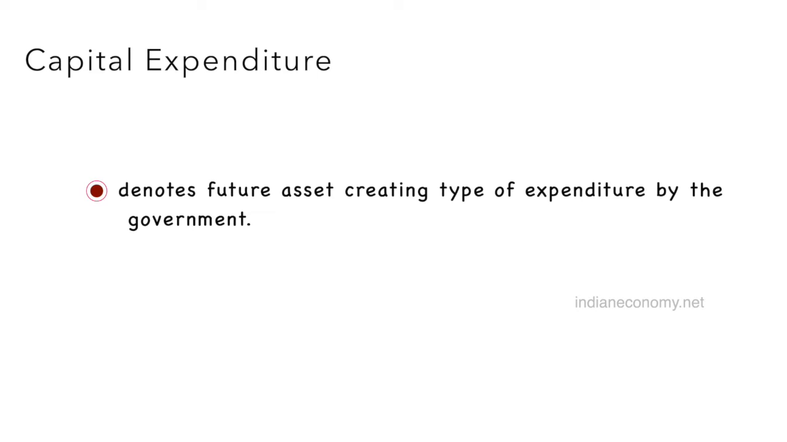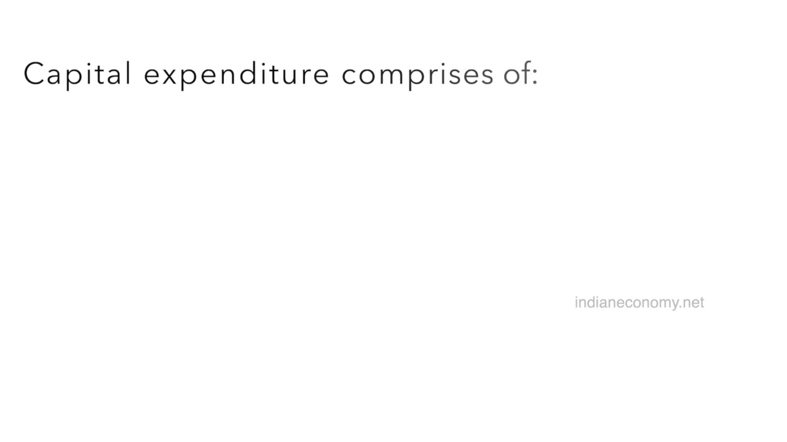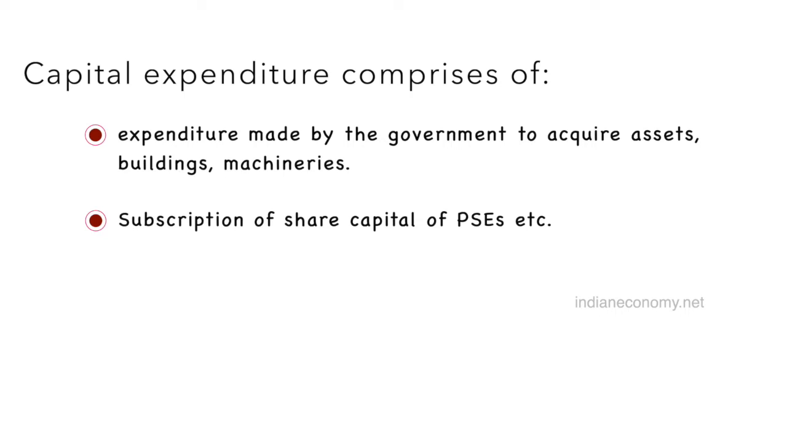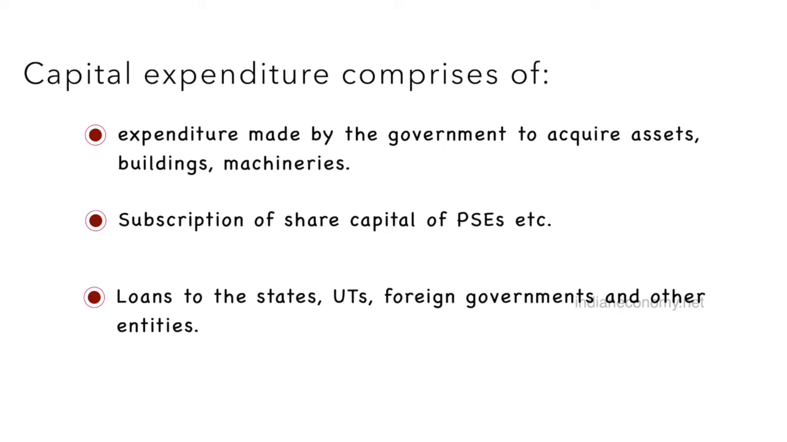Next is capital expenditure. Capital expenditure denotes future asset-creating expenditure made by the government. It comprises expenditure made by the government to acquire assets, buildings, machineries, subscription of share capital of public sector enterprises, etc., and loans to the states, union territories, foreign governments, and other entities.